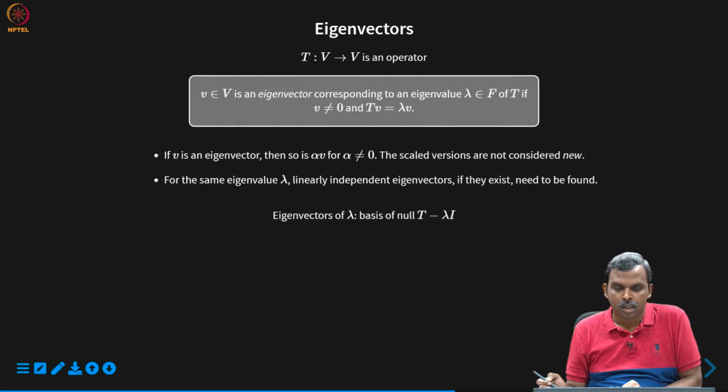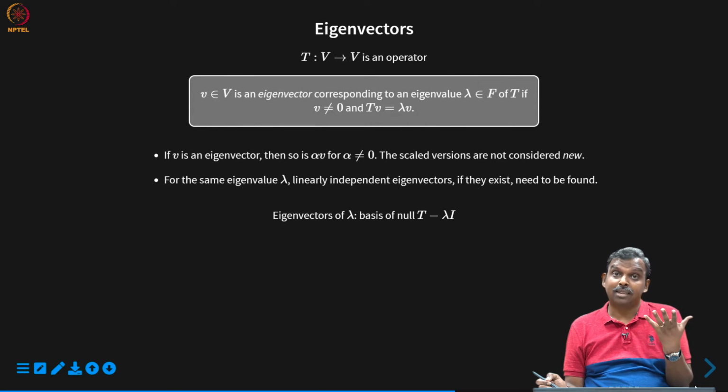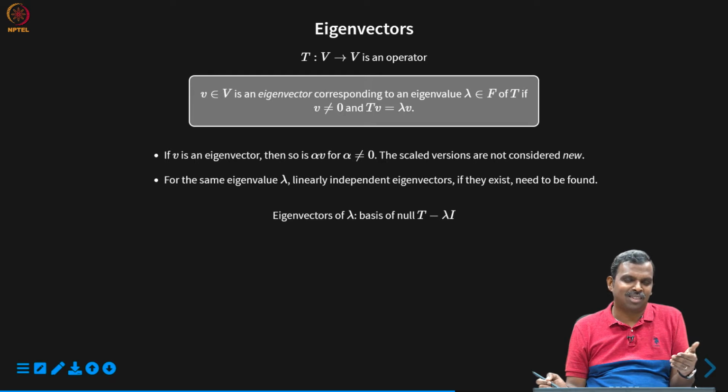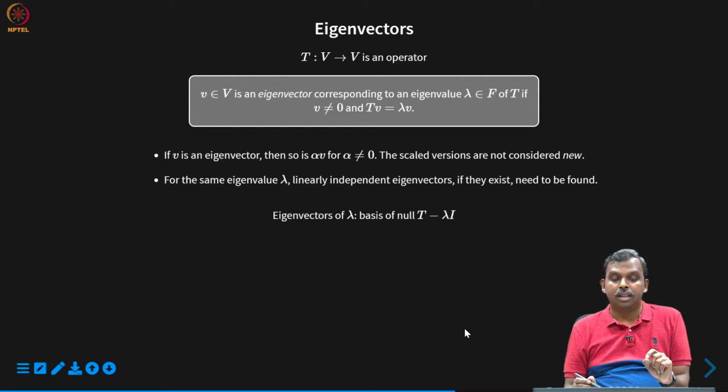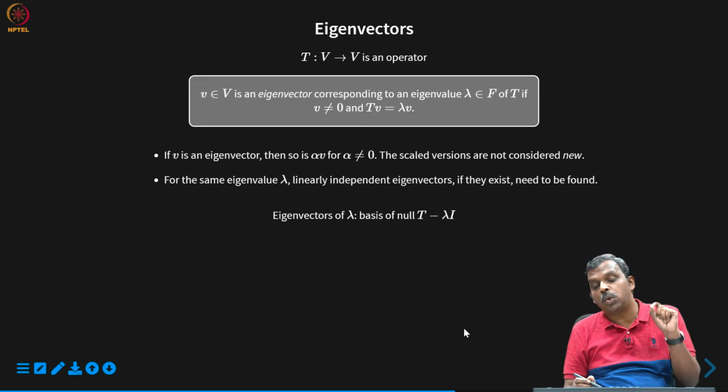Okay. All right, what are eigenvectors? Eigenvectors are very closely related to eigenvalues. It's almost there already; I'm putting it out as a separate definition here. If you have an operator, a non-zero vector v is called an eigenvector corresponding to an eigenvalue lambda if Tv equals lambda v.